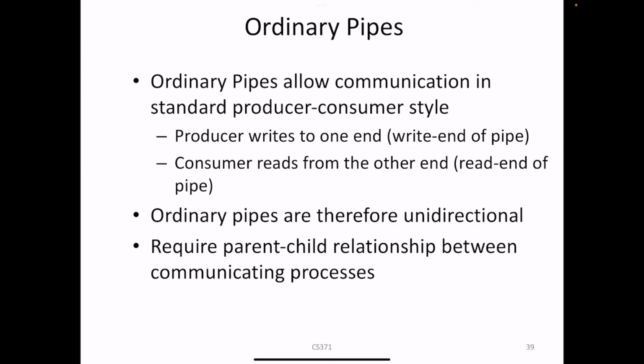Ordinary pipes allow communication in standard producer-consumer style. The producer writes to one end, which is called the write end of the pipe. The consumer reads from the other end, which is called the read end of the pipe. Therefore, you will know that ordinary pipes are unidirectional, because only one end can write and the other end is read only. And also, ordinary pipes require a parent-child relationship between communicating processes.